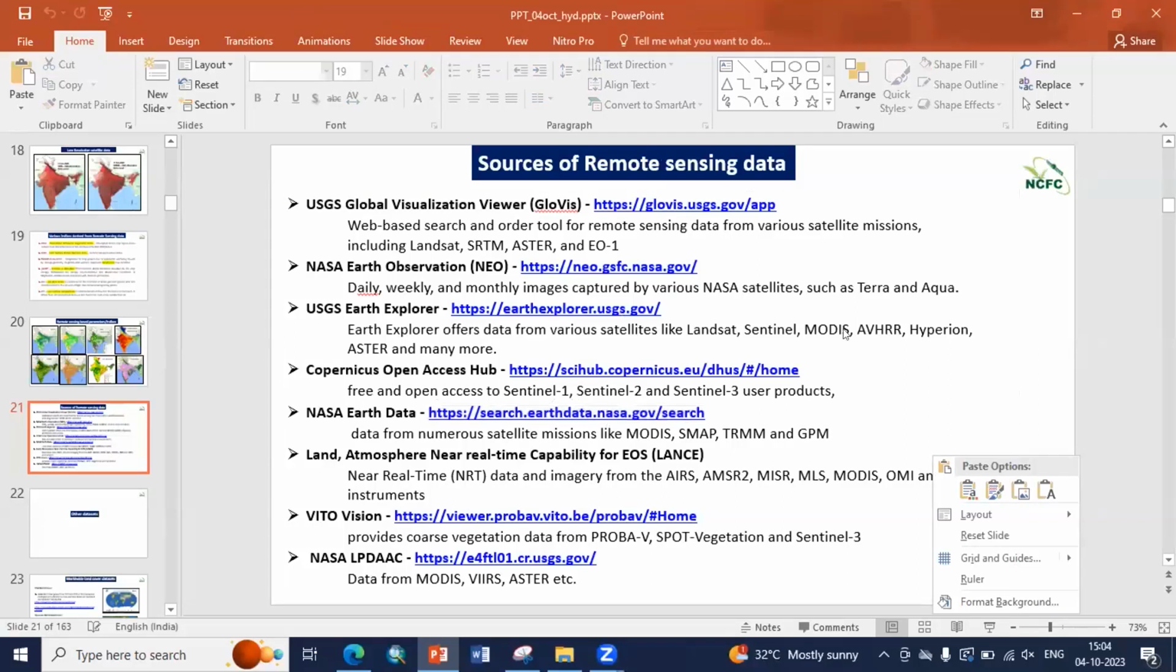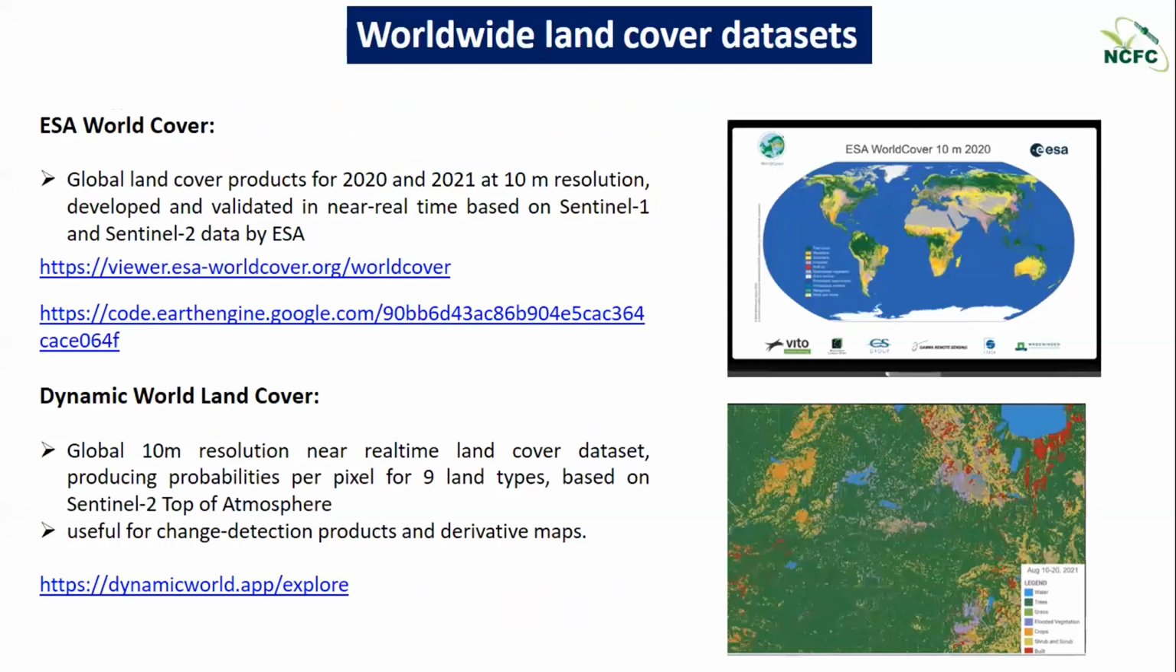So you can see these links for accessing the Sentinel and Landsat also, like Earth Explorer, Copernicus Open Access Hub. You can access the Sentinel data here. Some of the other derived data sets from these satellites, one of the famous ones is ESA World Cover. So ESA has generated the global land cover product for 2020 and 2021 at 10-meter resolution using Sentinel-1 and Sentinel-2. So you can even download those land use land cover data sets either using these links or in Earth Engine also.